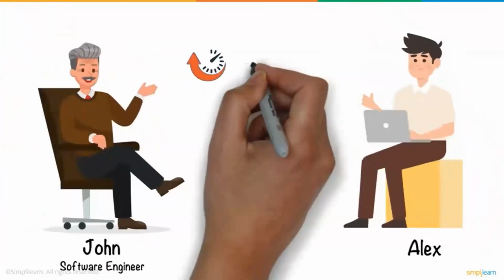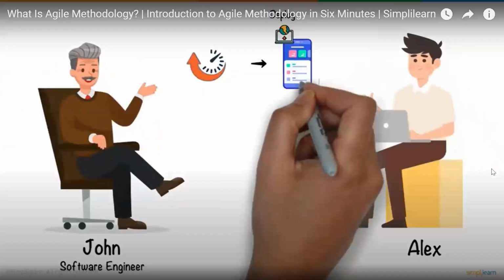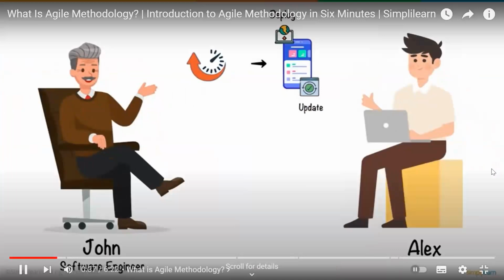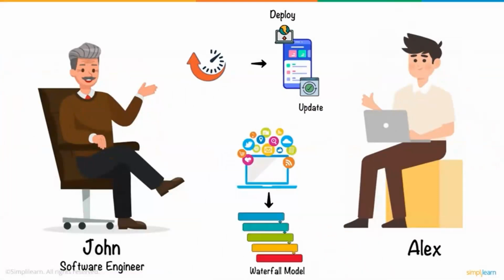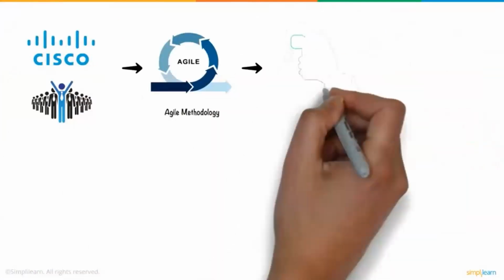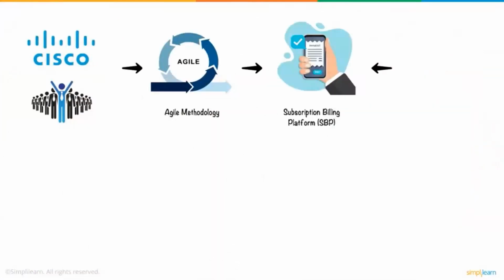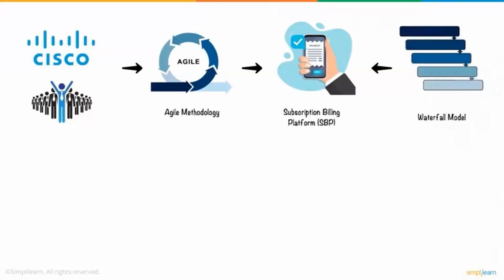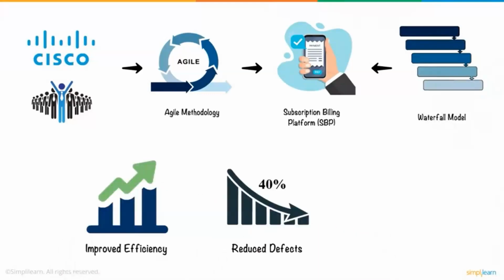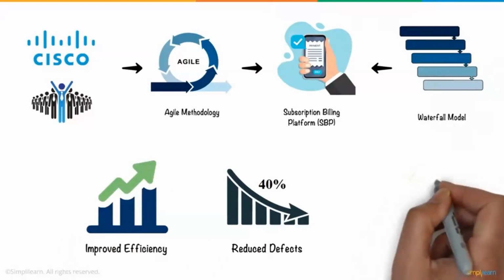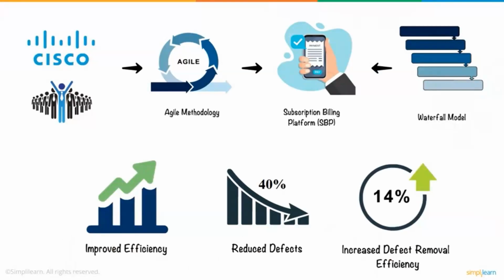John explained that downtime is a specific time frame allocated to deploy or update changes for a software product in a real-time environment. And this happens because most of the softwares we use today are developed using the waterfall model. For example, Cisco, one of the popular leaders in IT and networking globally, is using Agile methodology for their subscription billing platform, SBP, as it was originally developed using the waterfall model. After adopting the Agile methodology, Cisco's product improved its overall efficiency, where defects were reduced by 40% compared to the previous releases, and defect removal efficiency increased by 14%.